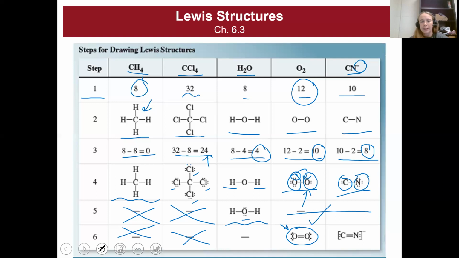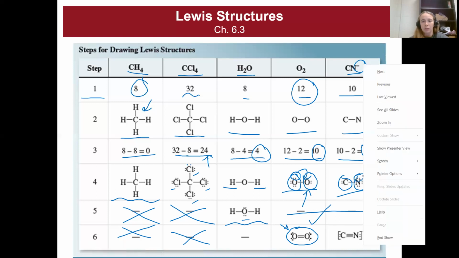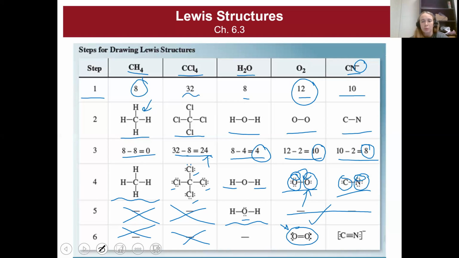All right. And then lastly, our cyanide ion, we ran out of electrons, just like with oxygen gas. So we need to put some of those electrons that are on nitrogen, some of those lone pairs, into our double bond. So we put one in, and then we get a double bond, but then carbon will have a lone pair and 2 bonds, which gives it 6 electrons, so it still needs more. So we take another lone pair from nitrogen and throw it in as a triple bond.